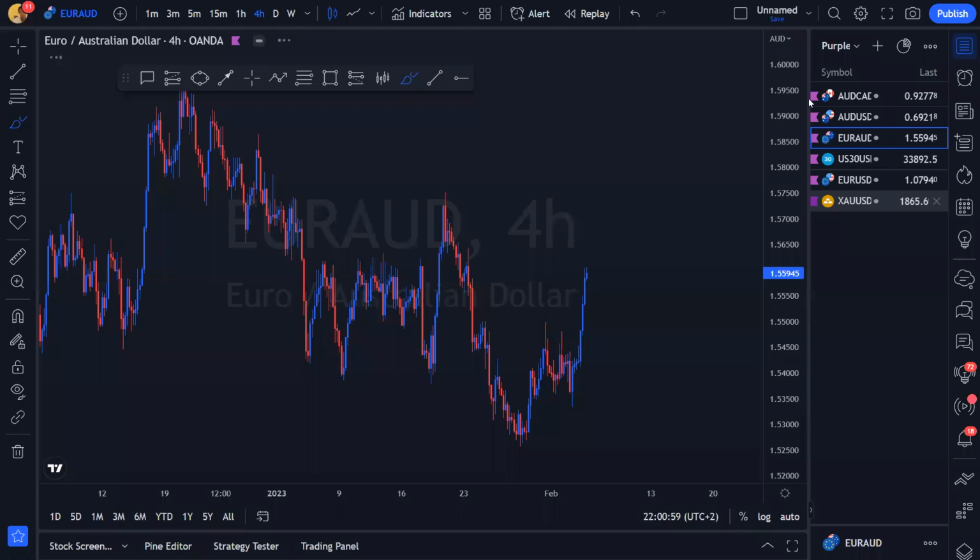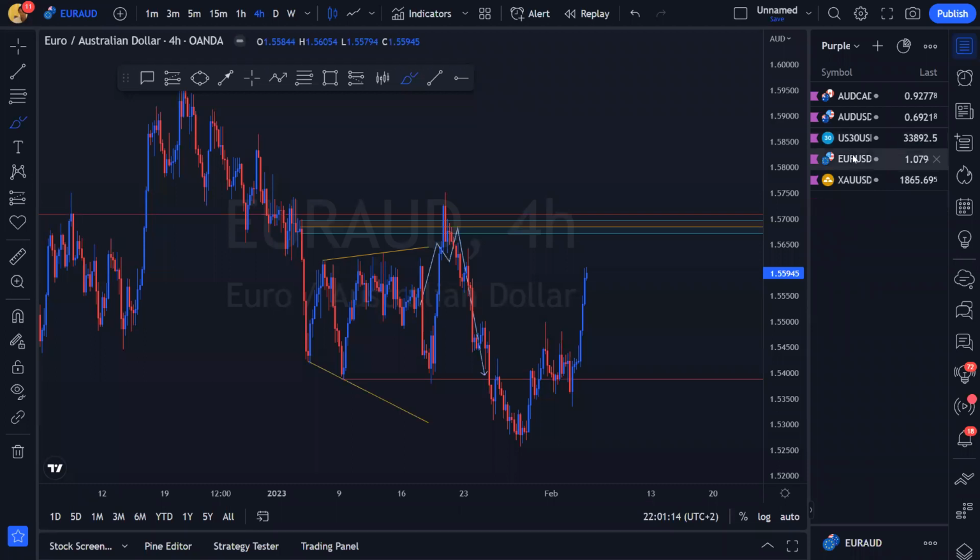So I don't even know why we have Euro. This is not an interesting pair. I don't even know why it's here. Sorry, my mistake. We'll cut that one out. Let's just go straight to Euro USD.